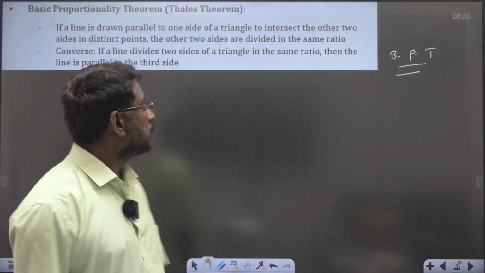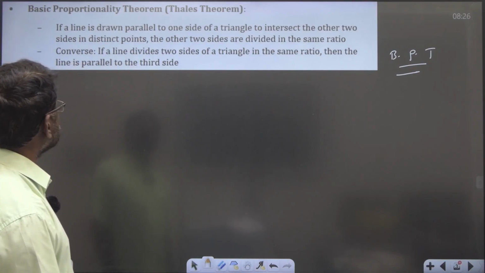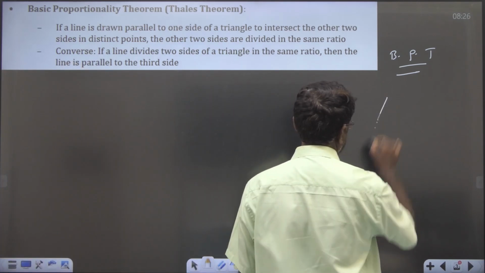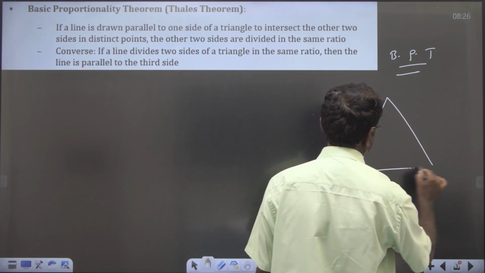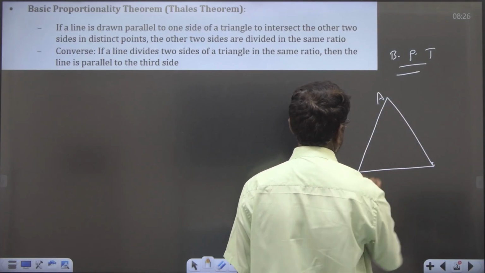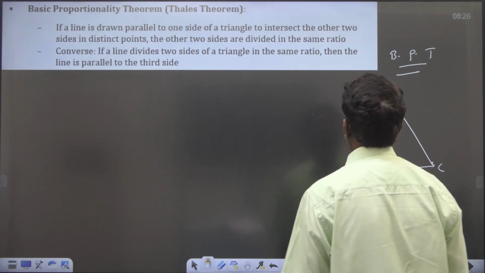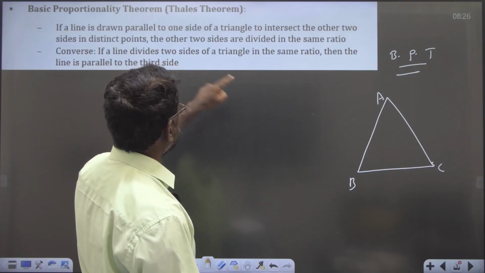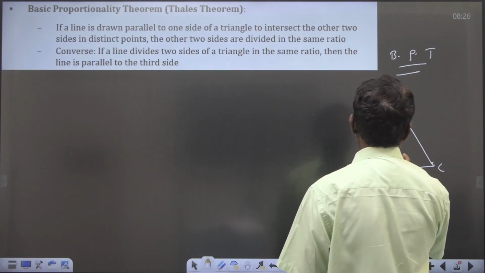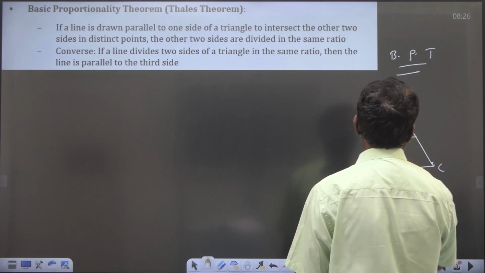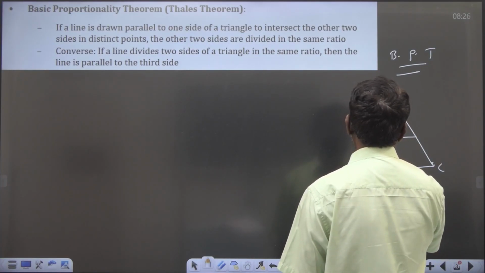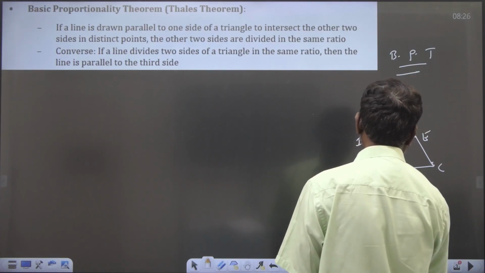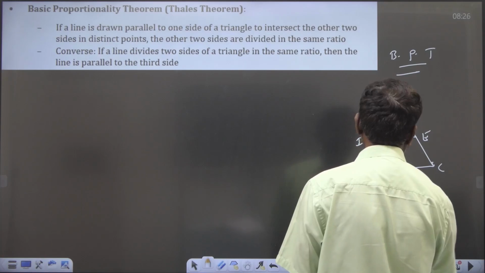The statement is: if a line is drawn parallel to one side of a triangle. Look here. Suppose this is a triangle ABC, and we draw a line DE parallel to BC. Here, DE is parallel to BC in the figure.